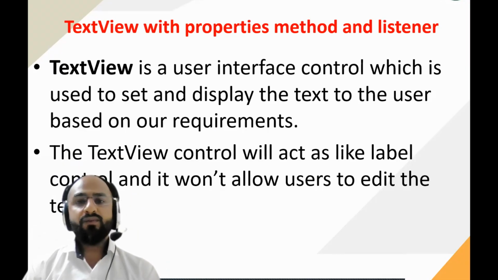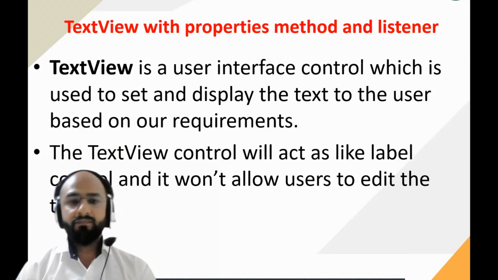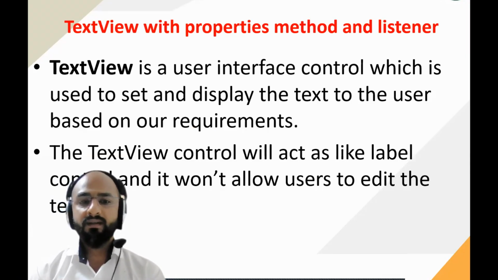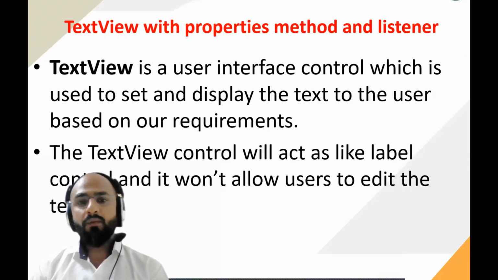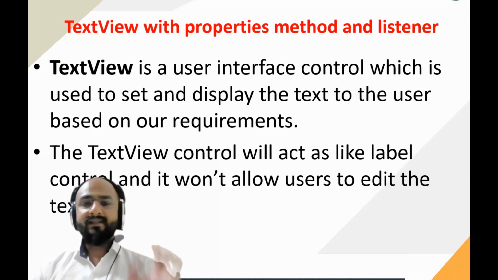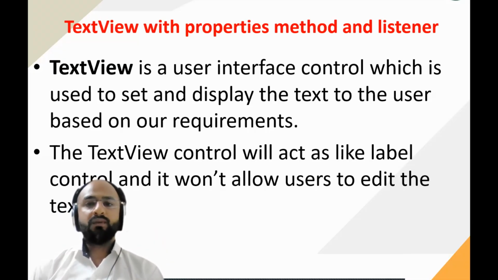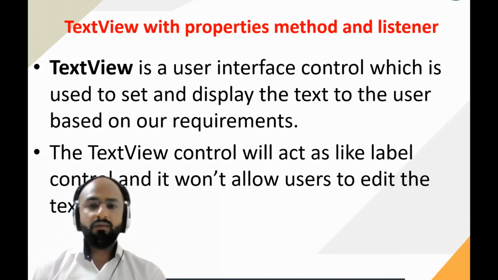So text view is a user interface which is used to set and display the text to the user based on the requirement. So what is the main usage of text view? Text view works like a label. You can say it is just a kind of label. Some text will be displayed on that view. It is called a text view. A very basic view, you can say a widget also, of Android.